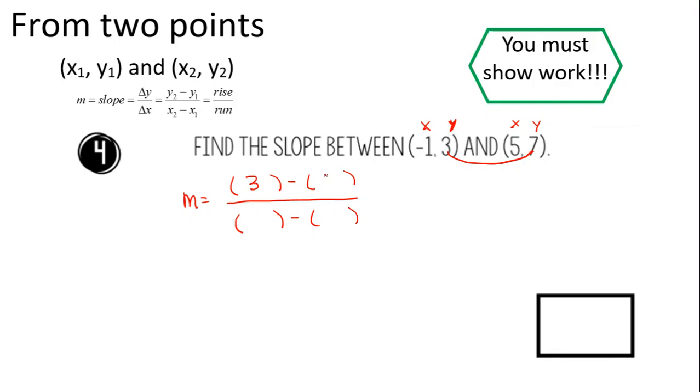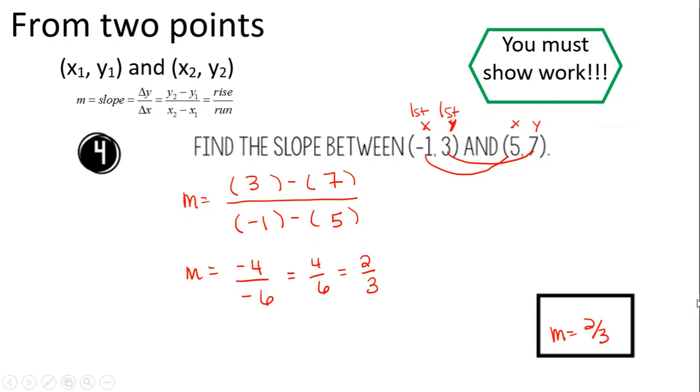So 3 minus 7. Then I'm going to start with this x because if I started with this one, I have to start with this one as well. So my next x is -1, and I'm going to subtract 5. So 3 minus 7 is equal to -4. -1 minus 5 is equal to -6. So when I simplify, that's positive 4 over 6, and 2 can go into both of those again. So I'm going to divide 4 by 2 and 6 by 2. That'll give me 2/3. So my slope is 2/3.